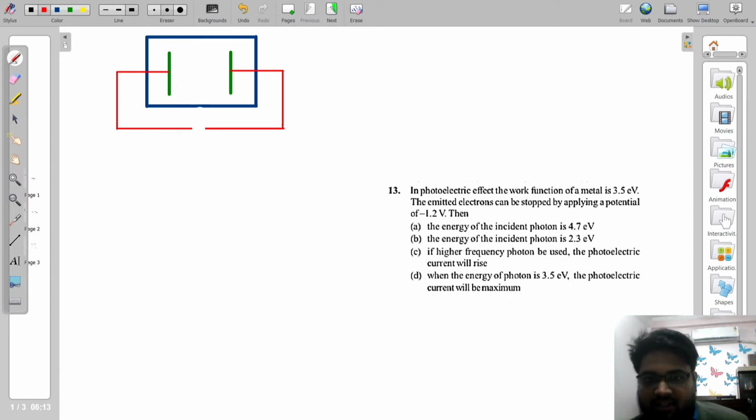Our first question is, photoelectric effect, the work function of a metal is 3.5 electron volt. The emitted electron can be stopped by applying a potential of minus 1.2 volt. So what is happening here?